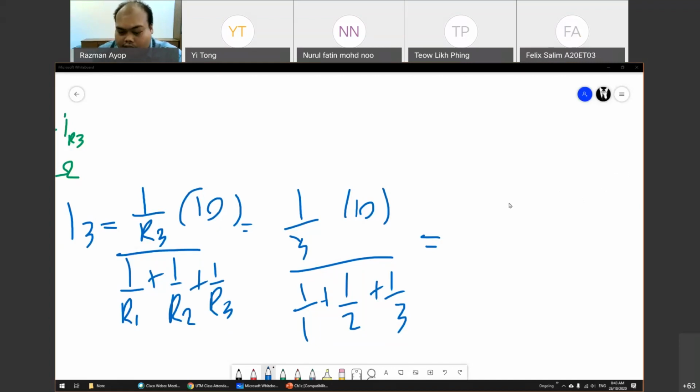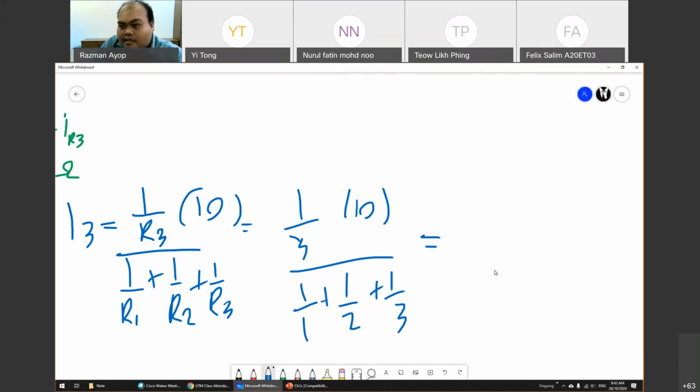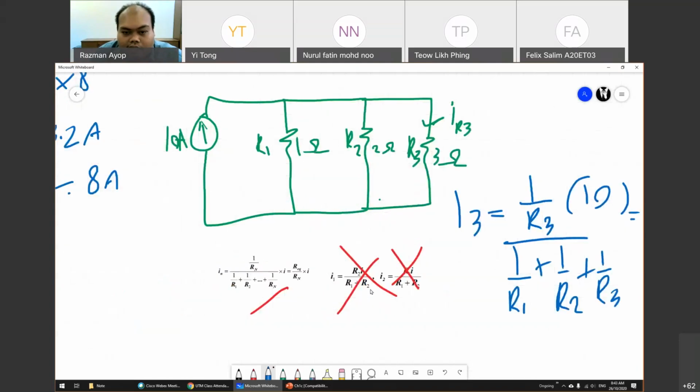Hello, Dr. Rasman. I'm the one actually asking that question. In this method, we use this for the R that has 3 or above. What if we use this method for resistance that is only 2? Is it possible? You still get the same answer.